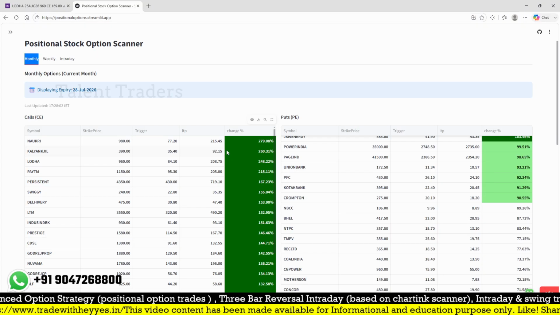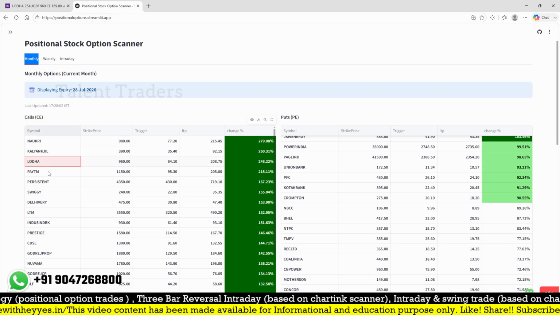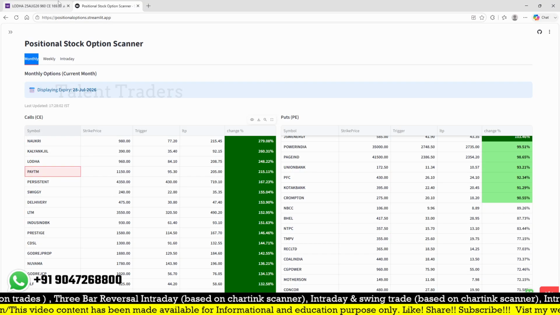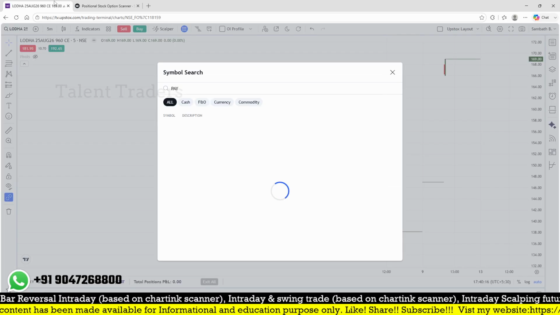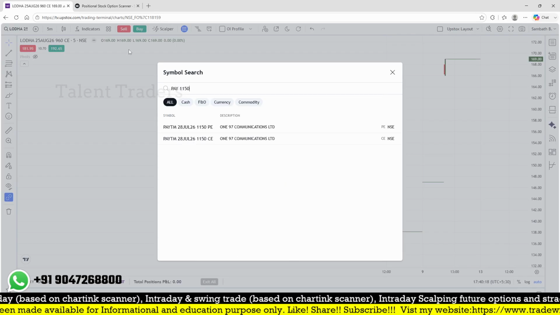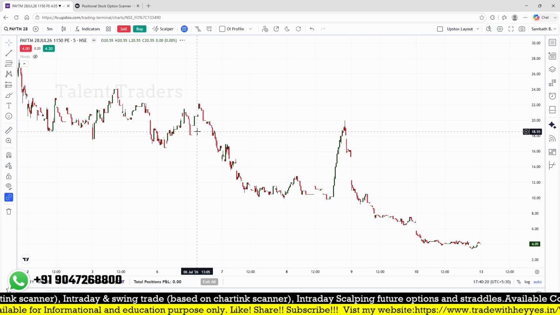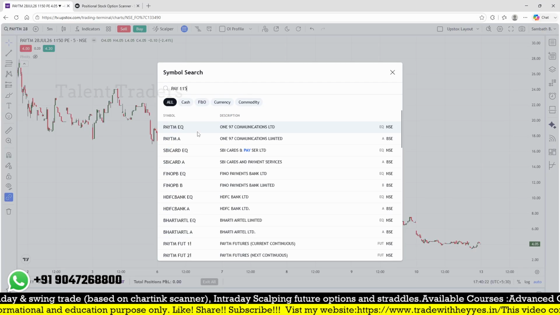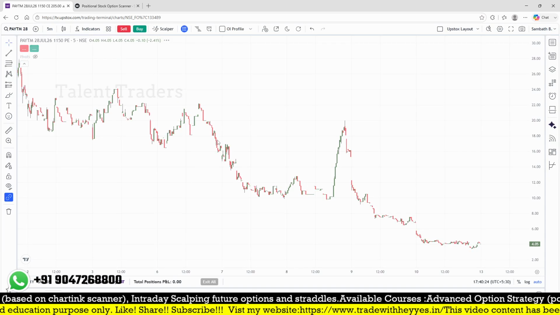As manually we are going to ignore this kind of stuff. And the Paytm 1150.95. So let me check Paytm 1150, whether if it is liquid we can track, or if it is not liquid we don't track. So that is the logic which we are going to use.